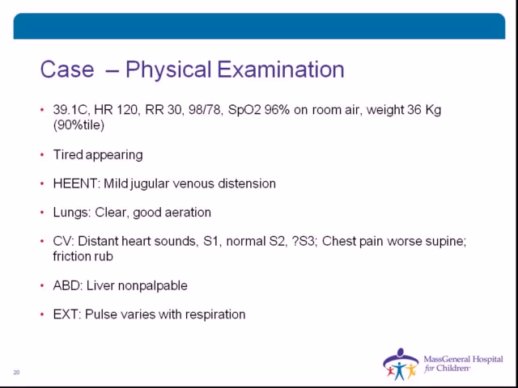She appeared tired, had jugular venous distension. Her lungs were clear, had good aeration. Her heart sounds were distant. She had a normal S1 and S2. There's a questionable S3 on auscultation. Chest pain was worse when she was supine, and there's a friction rub present. Her liver was non-palpable, and her pulse varied with respiration.